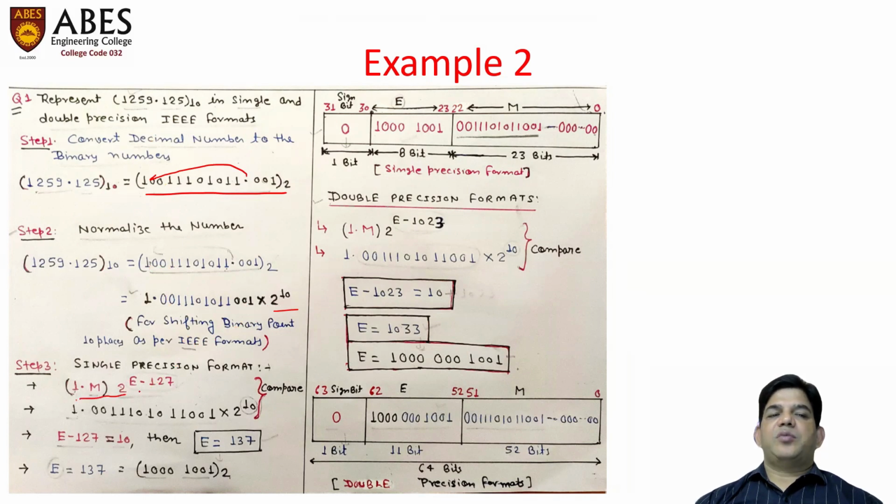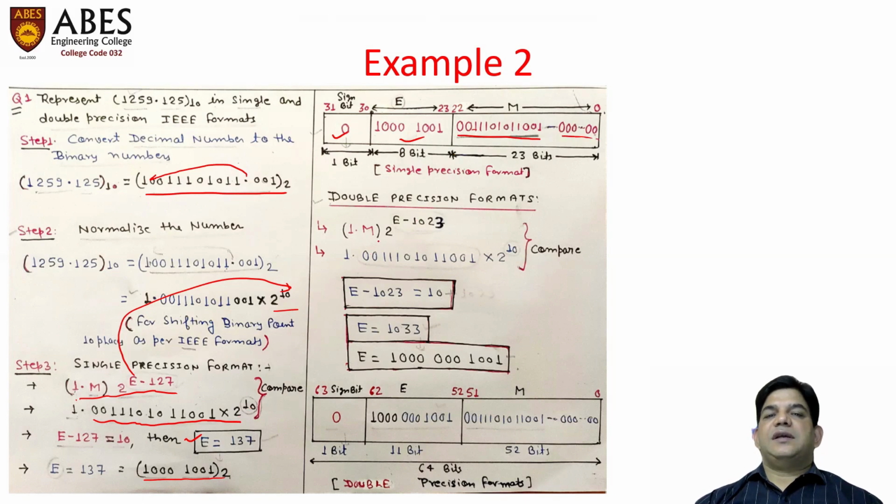For the single precision format, the normalization is 1.m times 2 to the power e minus 127. Equate e minus 127 to 10, so the exponent value comes out as e equal to 137. The 137 in binary is 10001001. Because the number is positive, the sign bit is 0. The exponent value we found is 137, that is 10001001. And the values after the radix point are the mantissa. So the mantissa is this much, and the rest of the bits are all 0.